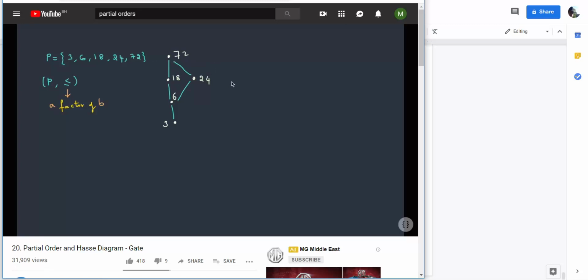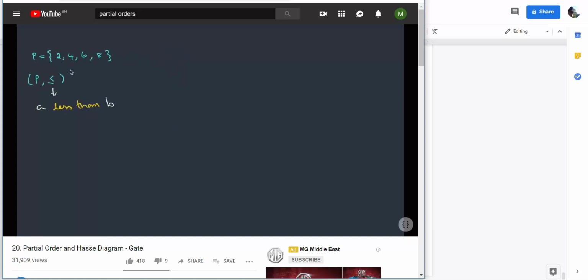That's how we draw the Hasse diagram. Here there are a few things to note. If you pick any node, let's say I pick this node, all the nodes which are at a lower level and connected to this will satisfy the property, which means 3 will be a factor of 72, 6 will be a factor of 72, even 18 will be a factor of 72. All these elements satisfy the condition factor. How about 18? Only the lower elements will satisfy, so 6 and 3. The elements which are above and at the same level do not satisfy, which means 24 is not a factor and even 72 is not a factor of 18.